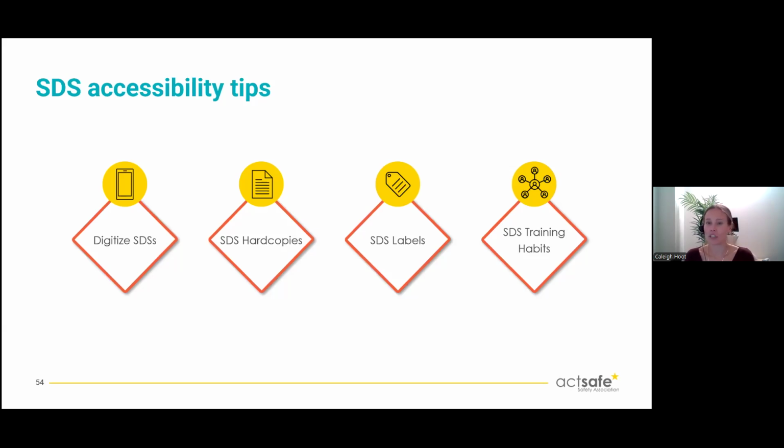Keeping your labels legible. So you can put a piece of tape over it if it's smudging, if it's peeling. These can create mix-ups. People don't know what the product is or what the hazards are. We want to make sure that the labels are really legible, so we know what product we're using and the hazards that are present. If you're moving the product into a different container, we need to make sure that the information is transferred with the product.